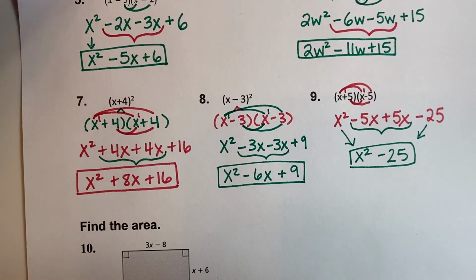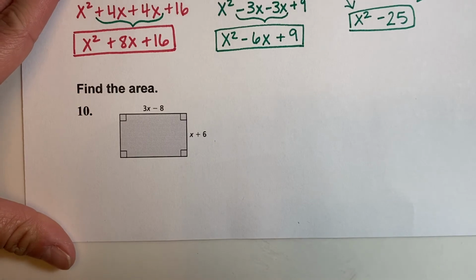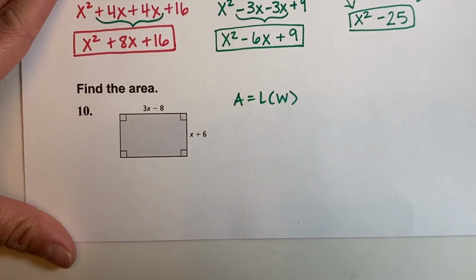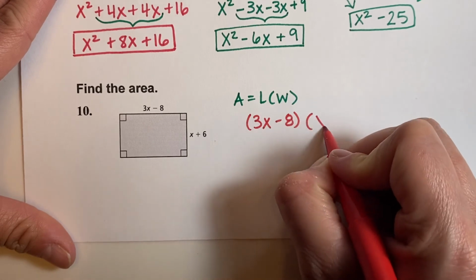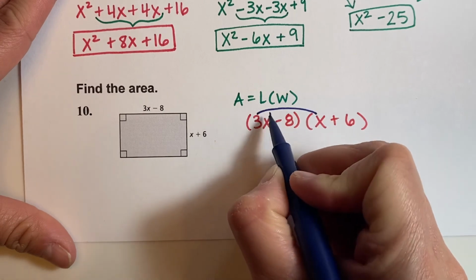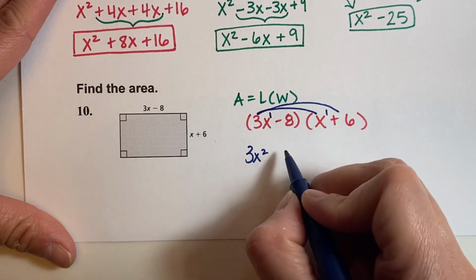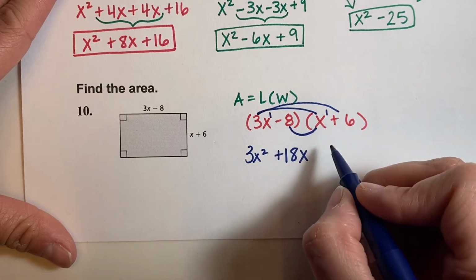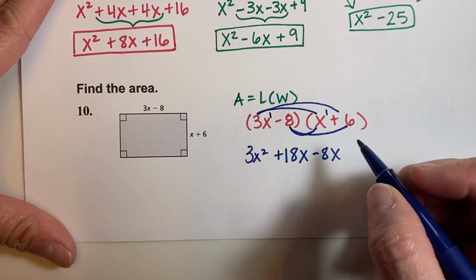In the very last example, it is a word problem application, so we're going to find the area of the rectangle. If you need to find the area, remember area is length times width. So you're going to be multiplying 3x minus 8 times x plus 6. So apply the rules. First, 3x times x, 3x squared. 3x times 6, plus 18x. -8 times x, -8x. -8 times positive 6, -48.